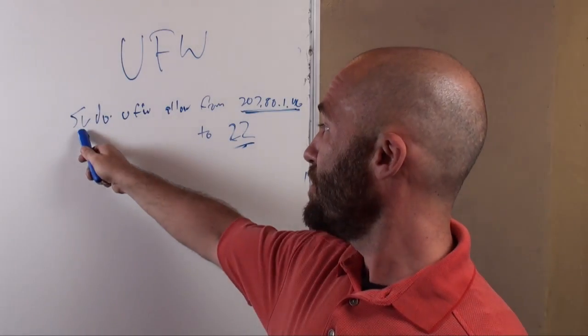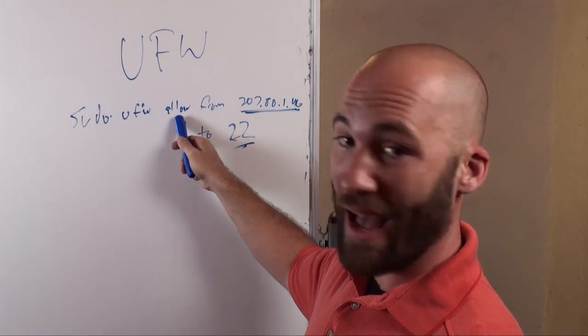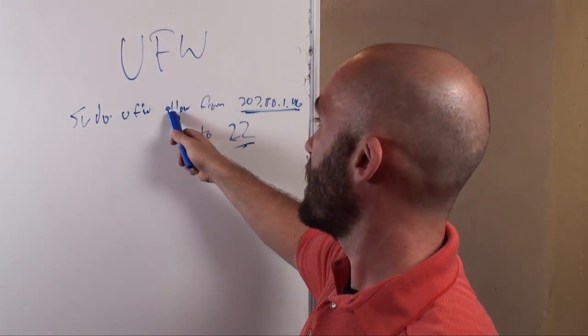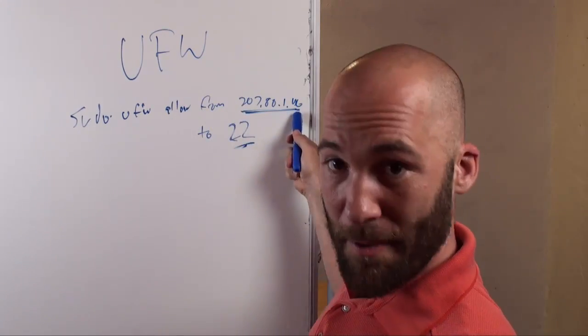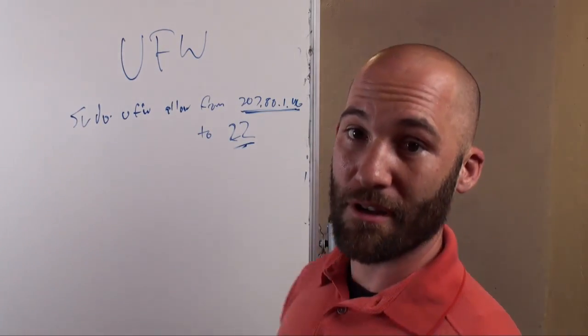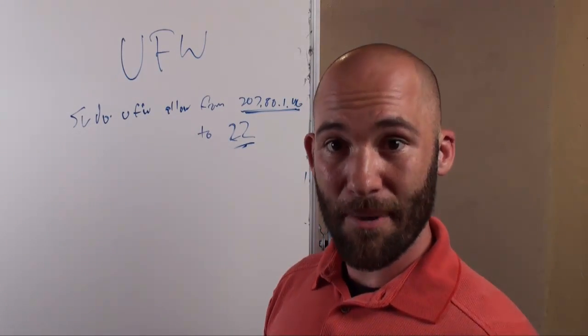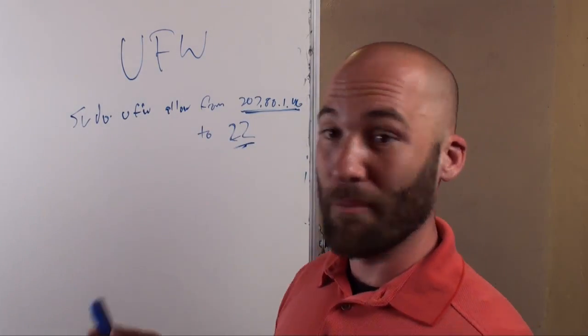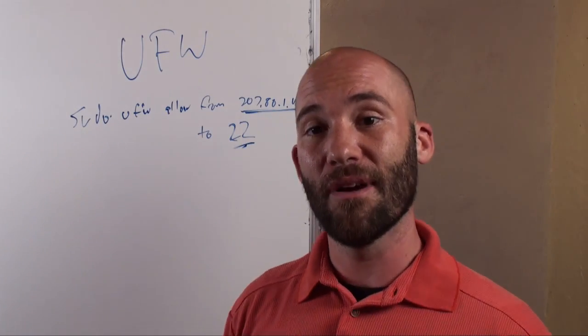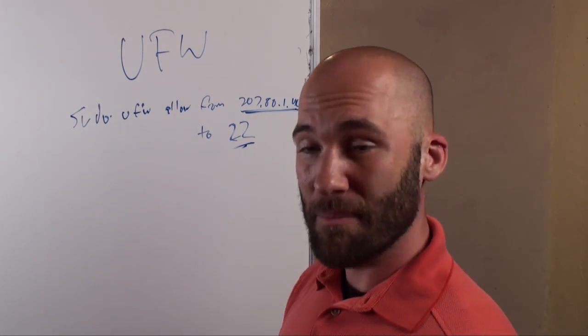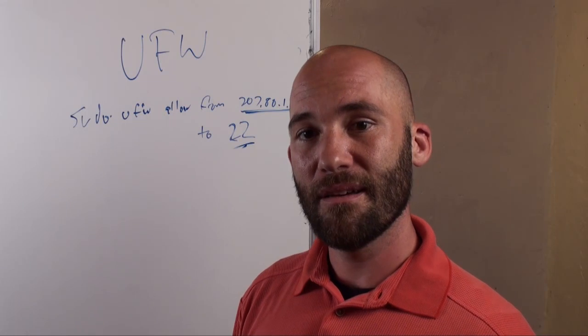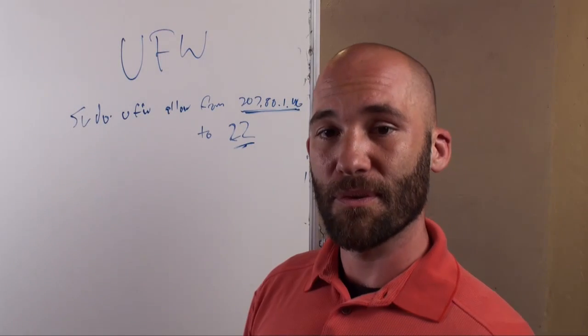For that, sudo ufw allow or deny, if there's a reason to deny it, from IP address to that particular port number. If you have to add a number of IP addresses, you would just do this command a couple of times and add in whatever IP addresses you need. So like I say, pretty simple. Let's go over to the Ubuntu server and I'll show you how this works.